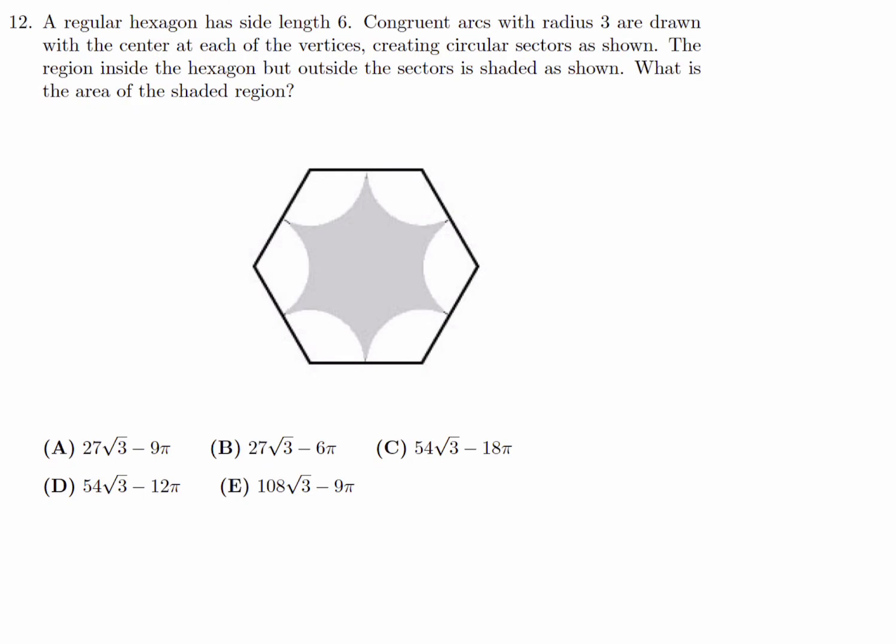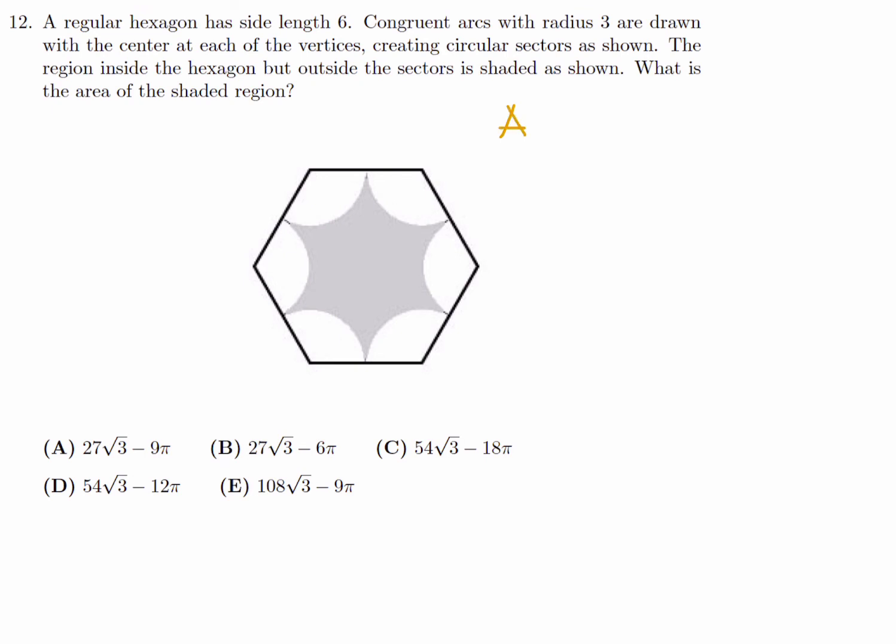A regular hexagon has side length 6. Congruent arcs with radius 3 are drawn with the center at each of the vertices, creating circular sectors as shown. The region inside the hexagon but outside the sectors is shaded as shown. What is the area of the shaded region? All right. So a couple steps here.